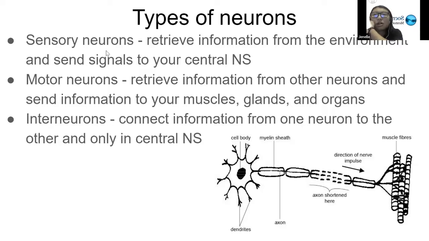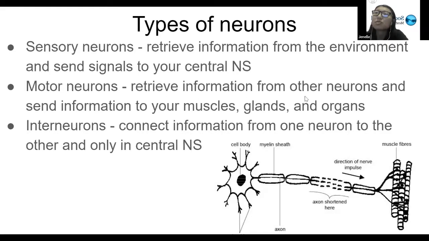So the sensory neurons are responsible for retrieving information from the environment and sending these signals to your central nervous system. Then the motor neurons are responsible for retrieving information from other neurons and sending information to your muscles, glands, and organs. So in this picture, I gave an example of the motor neurons. The muscles and muscle fibers are here. This is just a diagram for that. And then the interneurons connect information from one neuron to the other, and they're only found in the central nervous system.